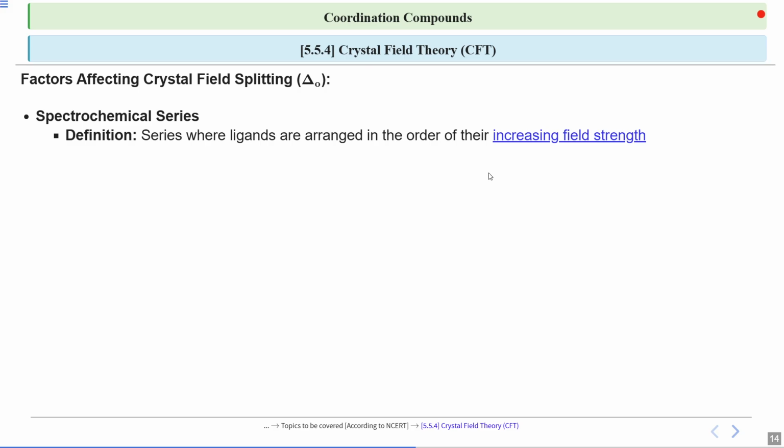So it is a series where we arrange the ligands in the order of their increasing field strength. How is their field strength increasing? One by one, ligand by ligand, we arrange the ligands in this manner, and the series we get is the spectrochemical series.